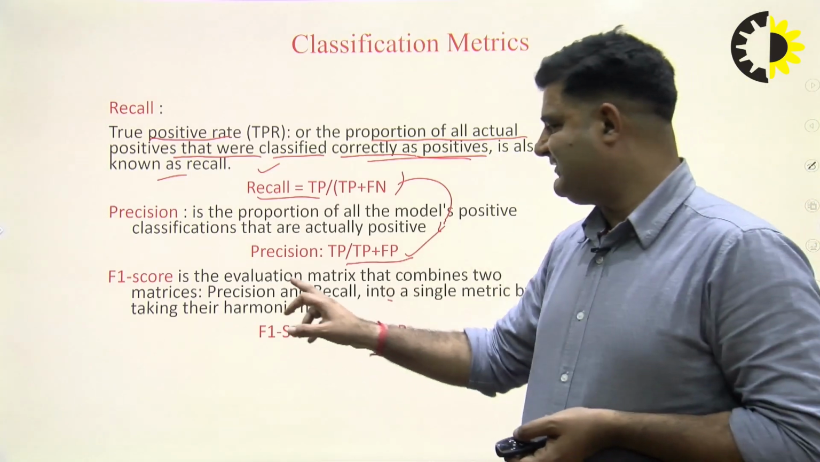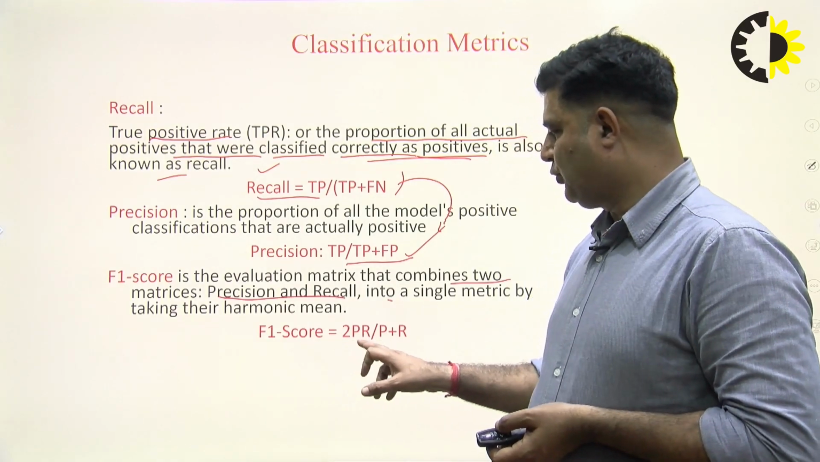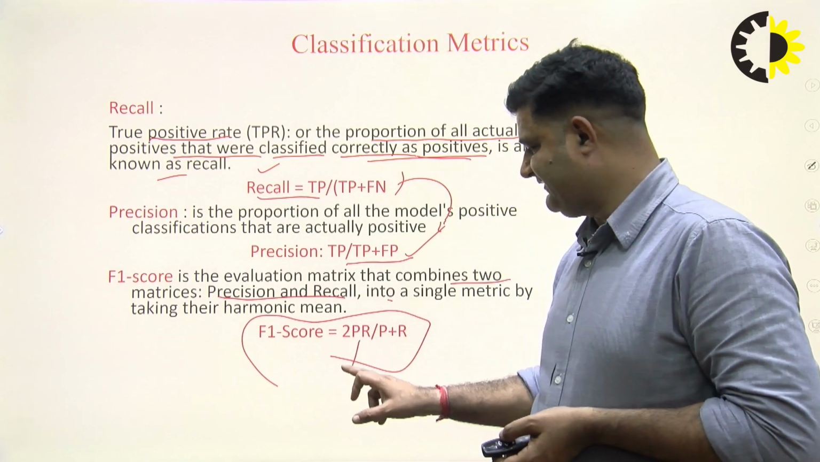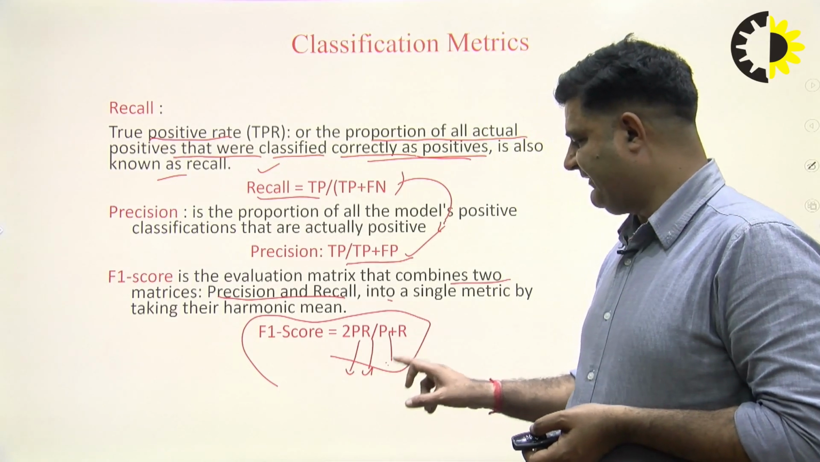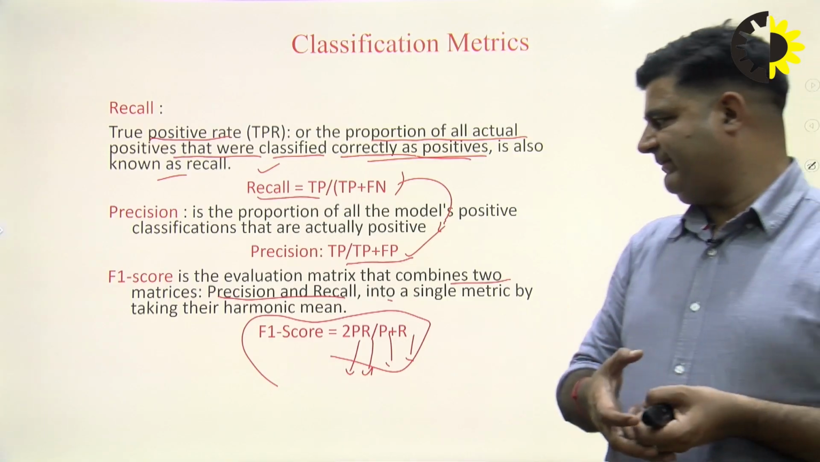Then F1. F1 is the average that combines both precision and recall. Its value is 2PR upon P plus R, where P is precision and R is recall. It means it combines the features of both precision and recall.